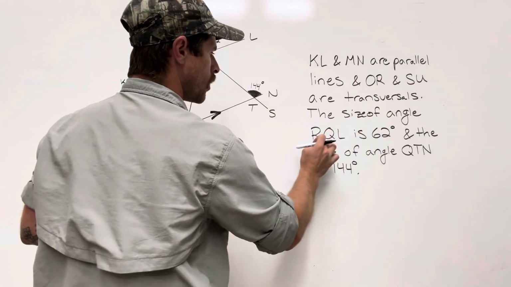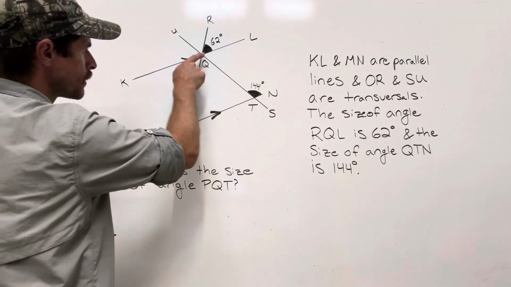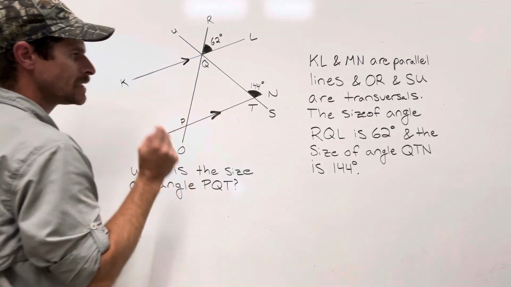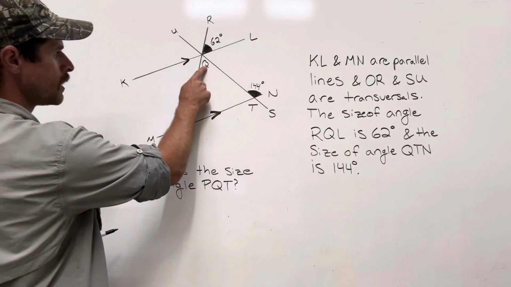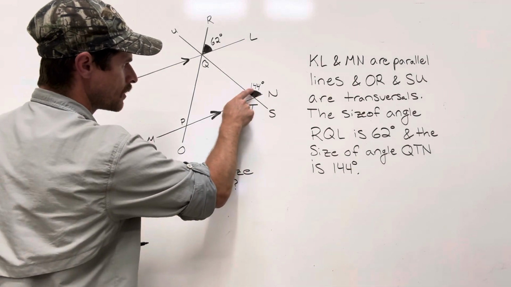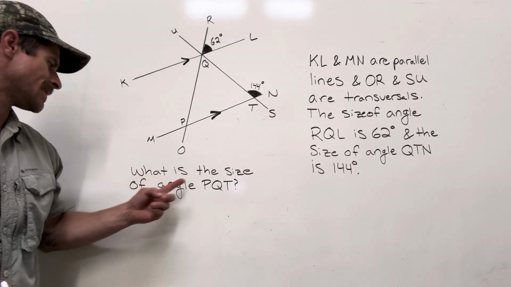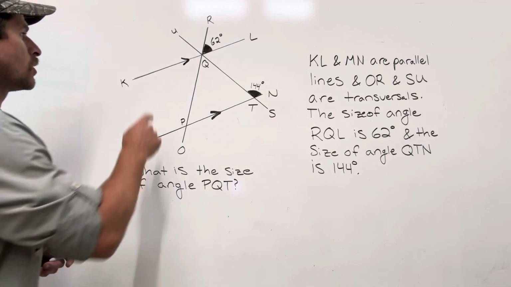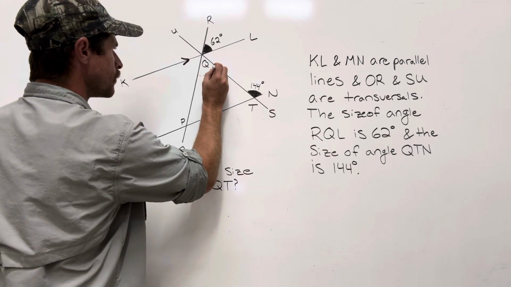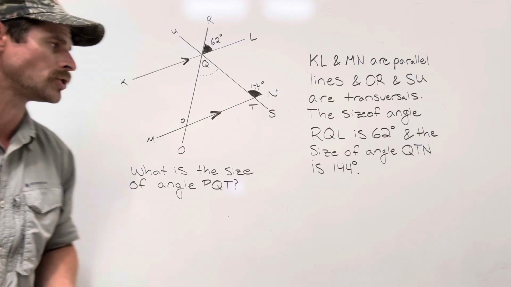The size of angle RQL, so let's go from R to Q to L, that's this angle right here, marked right there, is 62 degrees. And the size of angle QTN, so let's find Q, go to T, and then to N, that's this angle right here that we're looking at, that's 144 degrees. So what we're being asked in this problem is to determine what is the size of angle PQT. So PQT, we're trying to find this angle right there. That's the missing angle. How do we find it? There's a lot of different ways. I'm going to show you 2 of them right now.